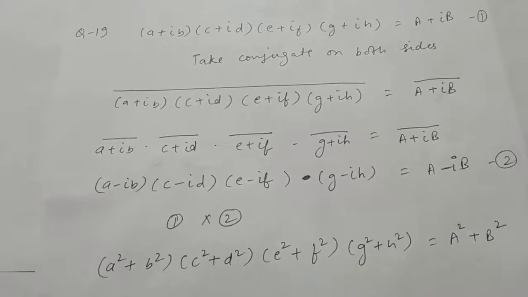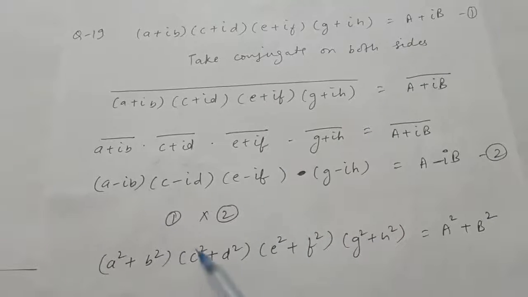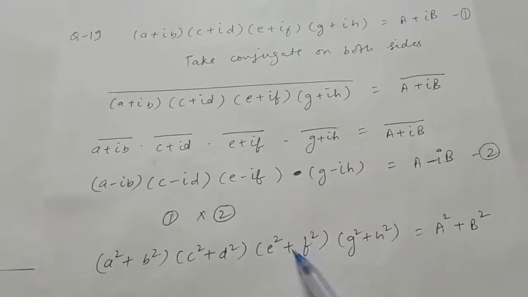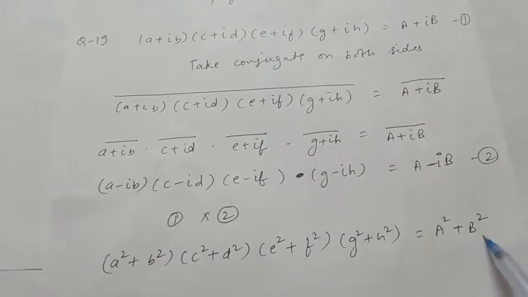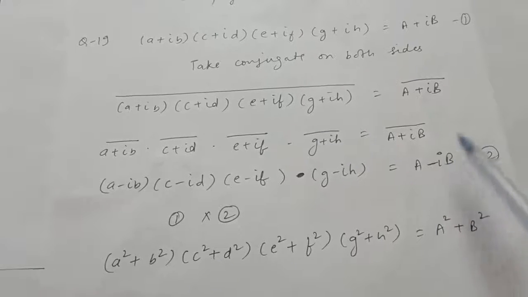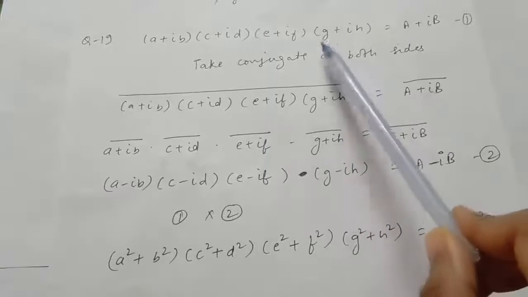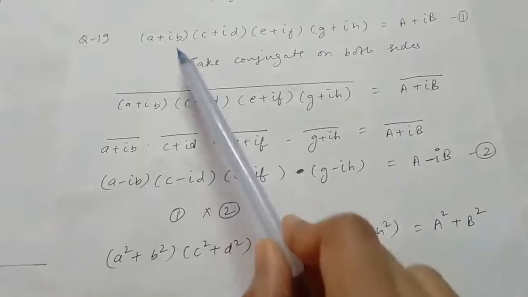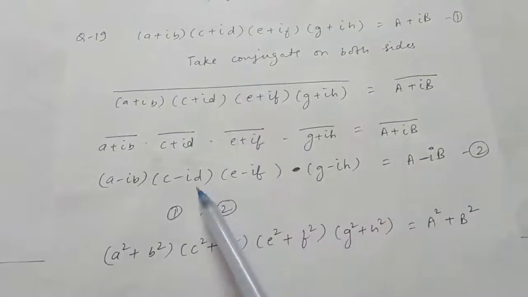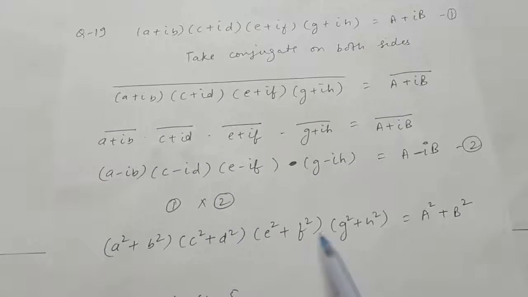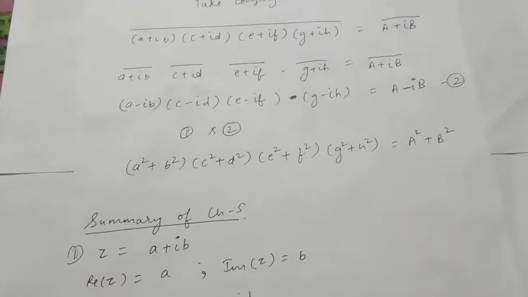So this is 1. Let this be 2. Multiply 1 and 2. What you will get? (a square plus b square)(c square plus d square)(e square plus f square)(g square plus h square) equal to a square plus b square. Because the product of a minus iota b into a plus iota b is a square plus b square. When you multiply these two, the product of a plus iota b into a minus iota b will give you this, the product of c plus iota d into c minus iota d will give you this, and so on, right? So these are the left questions of miscellaneous, right?